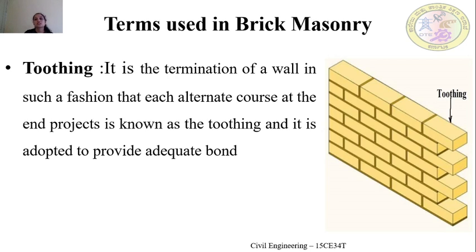So next term is the toothing. So toothing means you can observe in this picture. It is the termination of a wall in such a fashion that each alternate course at the end projects. Each alternate course at the end projecting is known as toothing. It is usually adopted to provide adequate bond.